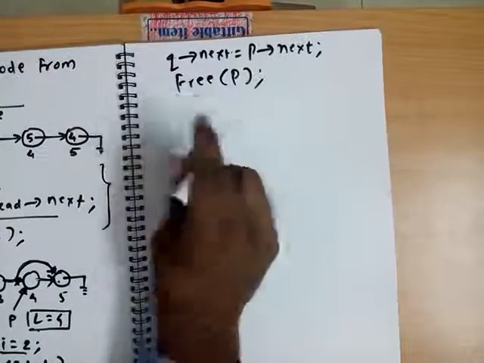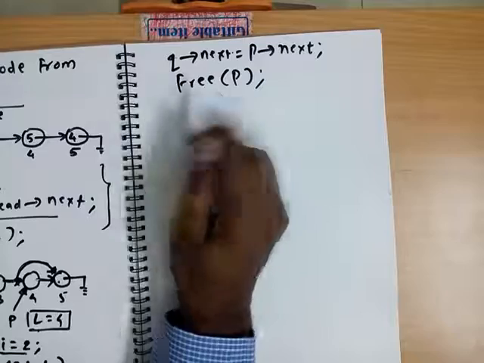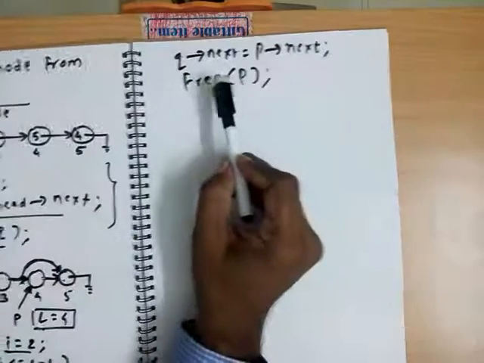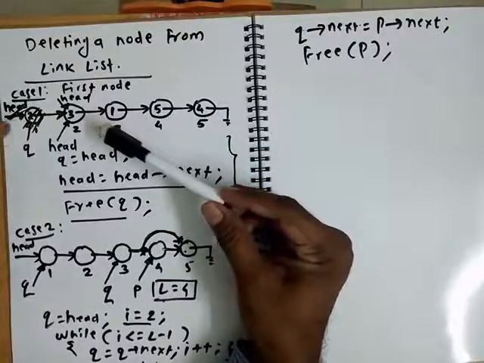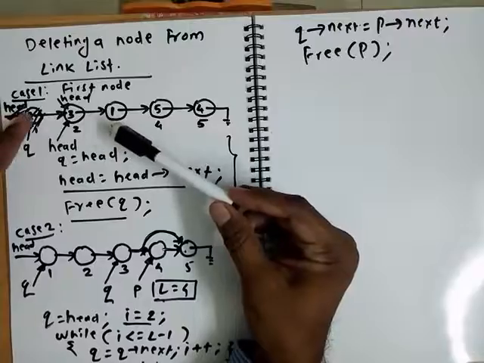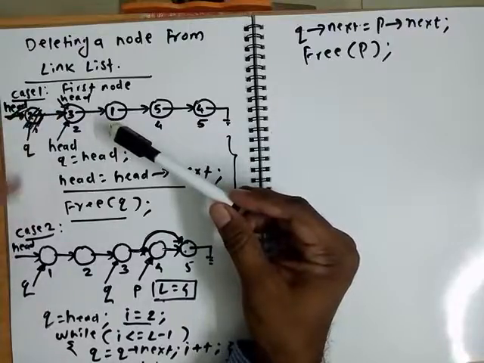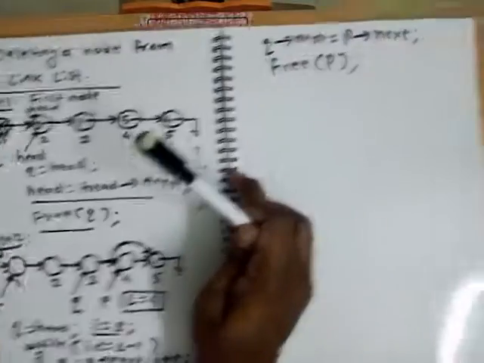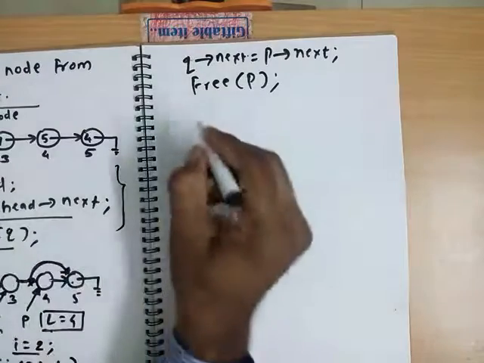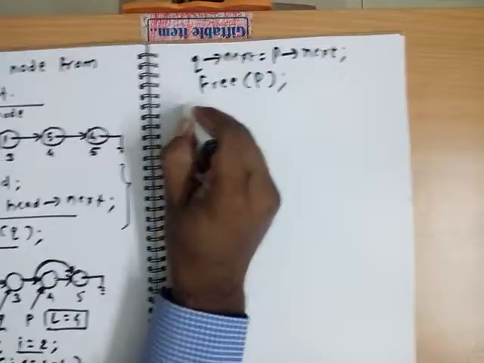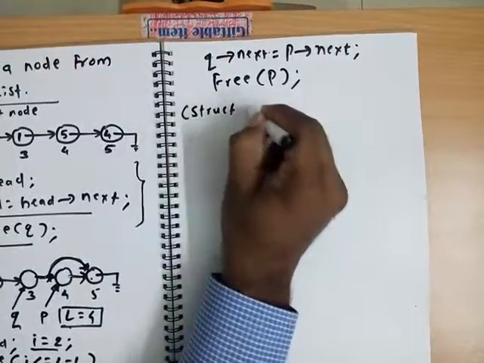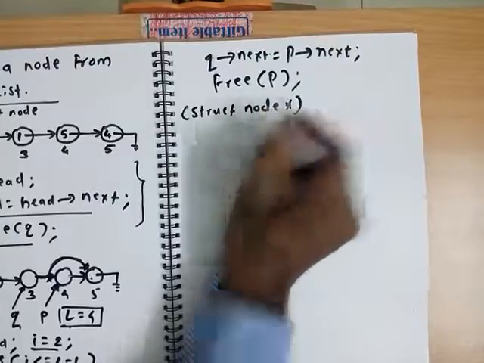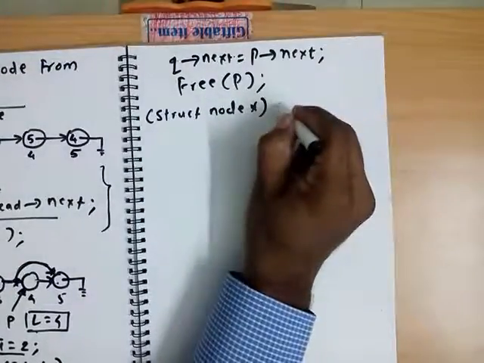So here is our function delete. This function will return the address of the first node of the linked list after deletion, because the first node may get modified, as in this case when you delete the first node of the linked list, the first node or head node changes from this node to this node. That's why it's important to return the address of the first node of the linked list. So the return type of this delete function will be a pointer or address of the structure node. So struct node star, that's the return type of this function. Then the name of the function, delete.